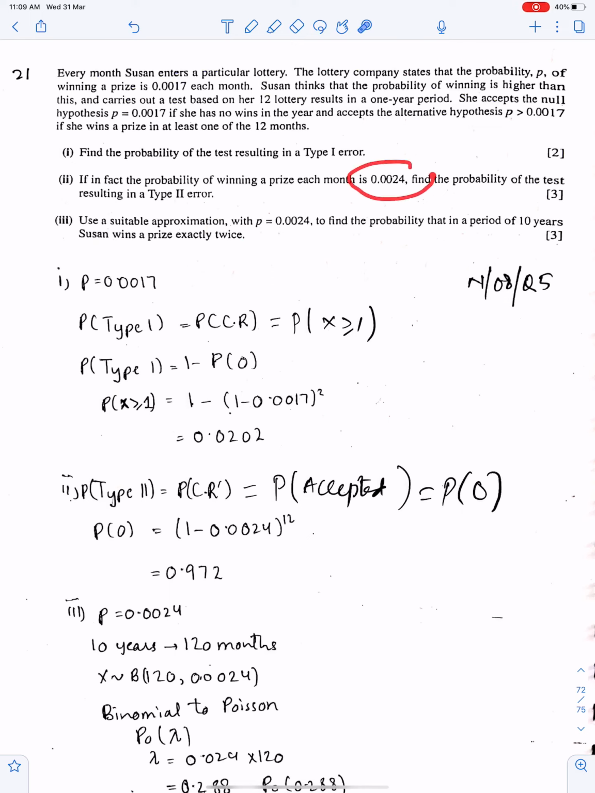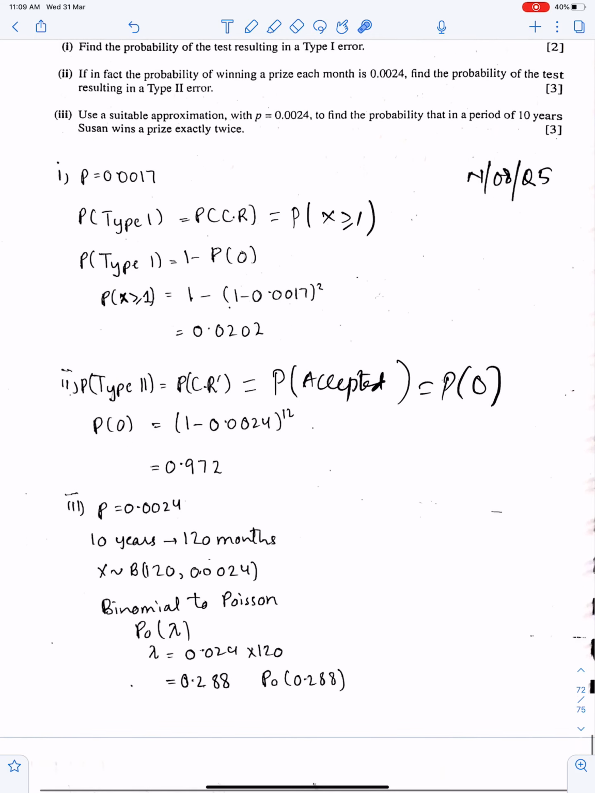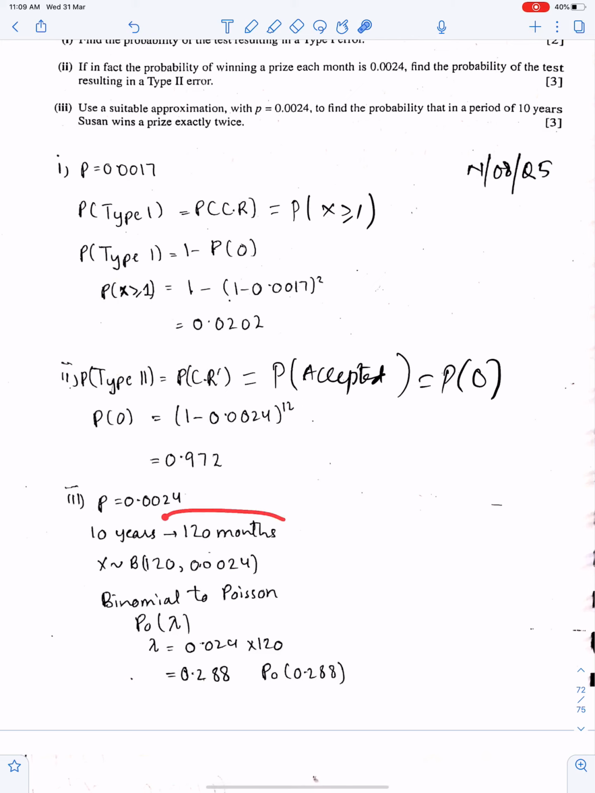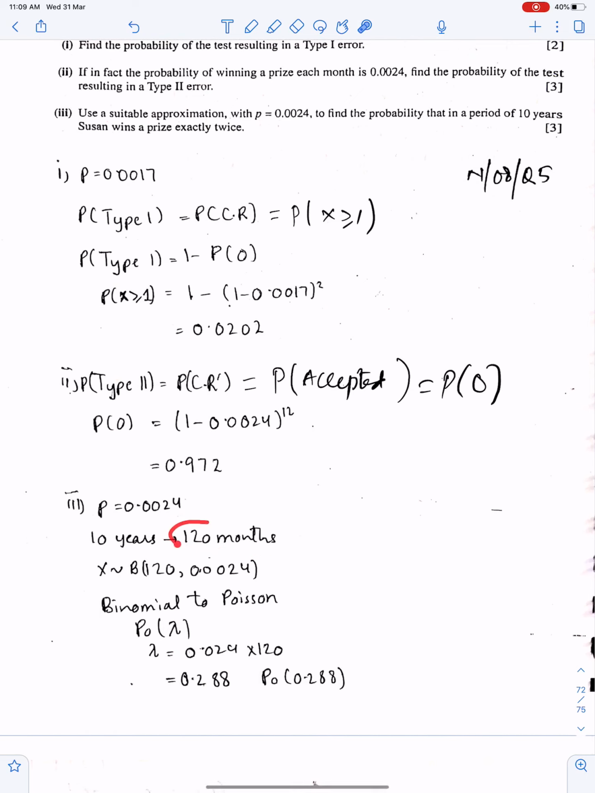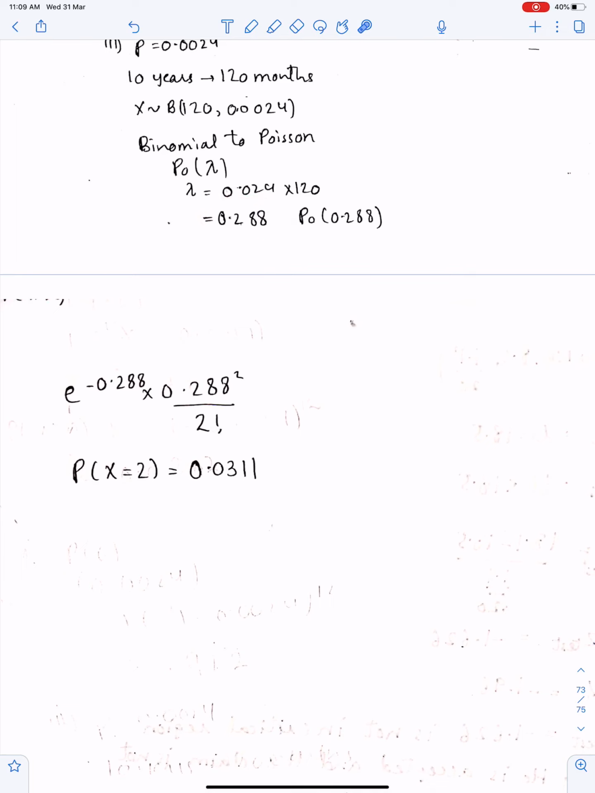And a new p must be used. So 1 minus q to the power 12. Use a suitable approximation, repeat this, and find the probability that in 10 years' period, Susan wins a prize exactly twice. So this is the Poisson approximation, and 10 years means 120 months, so 120 and this p. So lambda is this, and exactly twice means x equals 2. That's the answer.